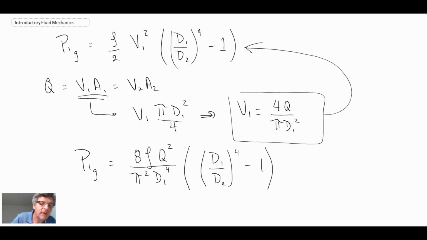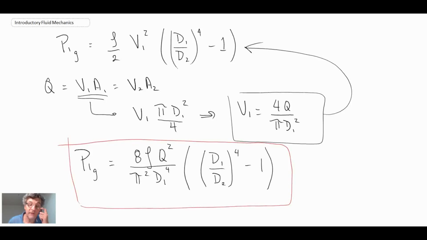So that then becomes a relationship between the upstream pressure and the volumetric flow rate going through the nozzle, expressed only in terms of the density and the geometry of the nozzle itself. And so that solves the problem with what they were requesting, and it gives an example of how to apply Bernoulli along a streamline.